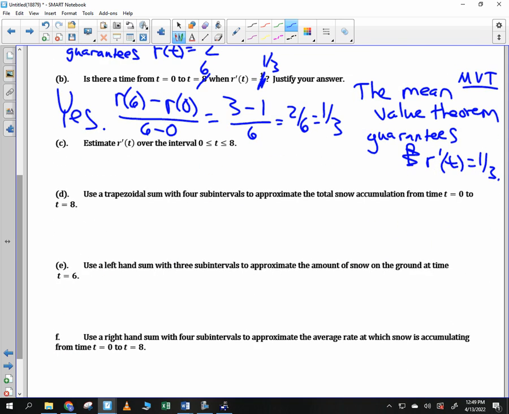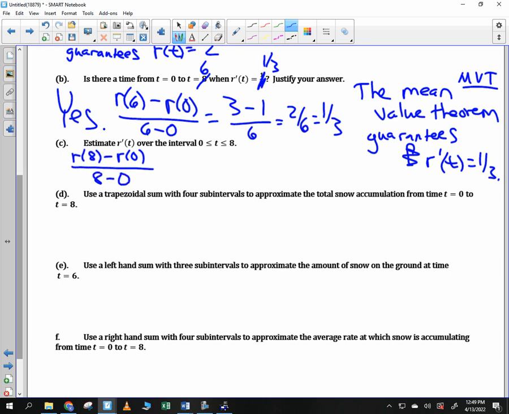All right. Estimate r prime of t over the interval 0 to 8. So estimate, and this is the derivative, okay? So we estimate the derivative by simply finding the slope. So we do r of 8 minus r of 0 divided by 8 minus 0.